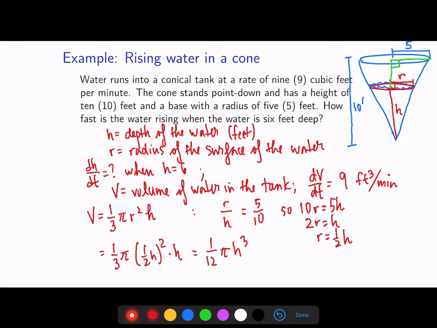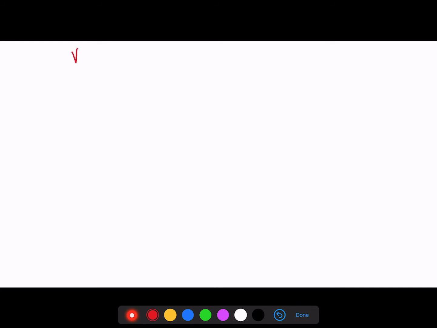Looks like we need more space. Volume equals 1/12 pi H cubed. We know dV dt is 9. We want to know what's the depth of the water when the water is 6 feet deep.